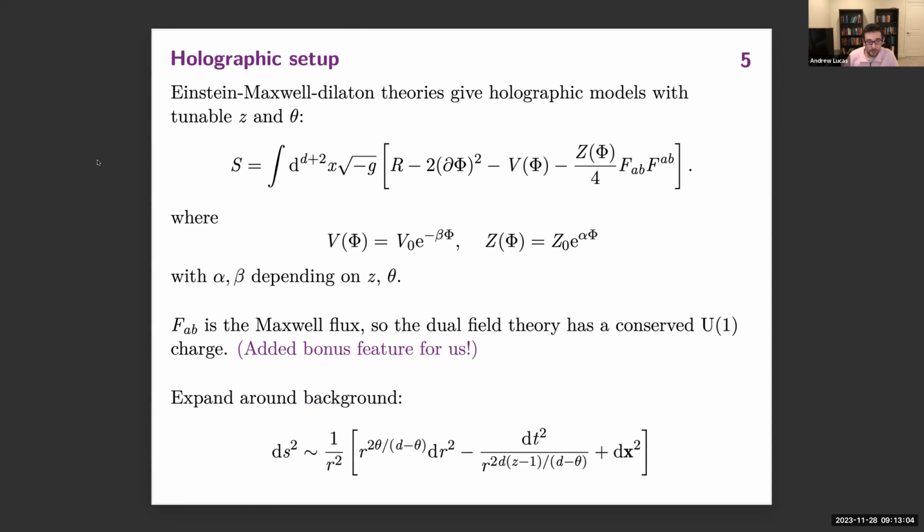Okay. And this EMD theory has a background solution. All of these fields have non-zero values on the background, but here I've just written the metric. When you have a non-trivial z not equal to 1 and theta not equal to 0, the metric takes this form, which is a little more complicated than AdS, but maybe not too much worse.